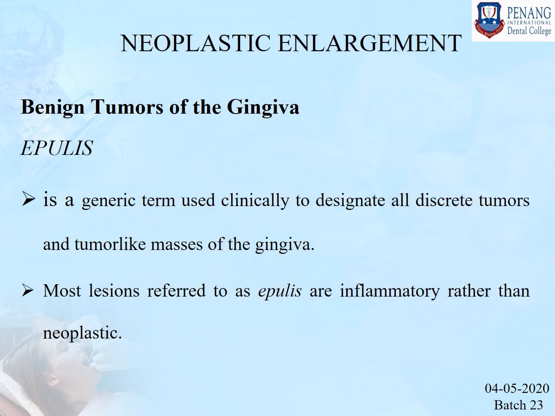Then comes neoplastic enlargement. These are the benign tumors of the gingiva. The first one is epulis. The term epulis is a generic term which is used clinically to designate all discrete tumors and tumor-like masses of the gingiva, but most lesions referred to as epulis are inflammatory rather than neoplastic.